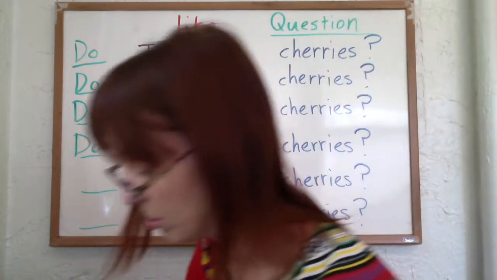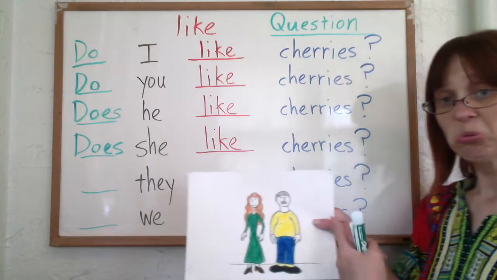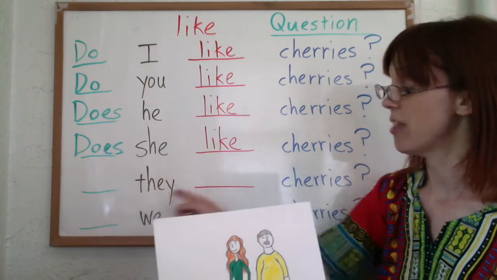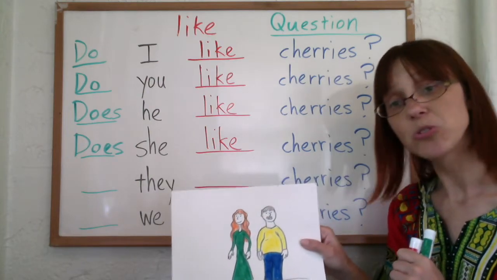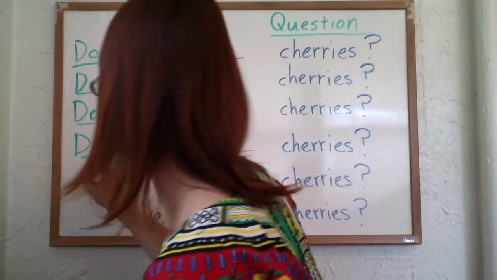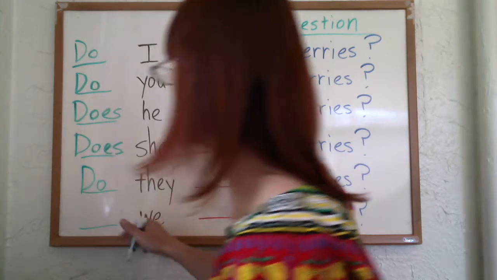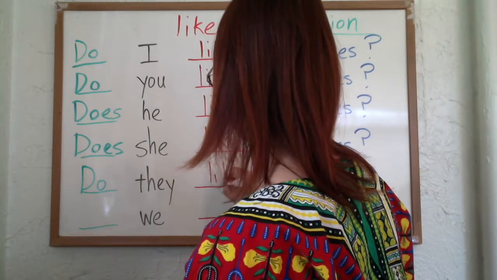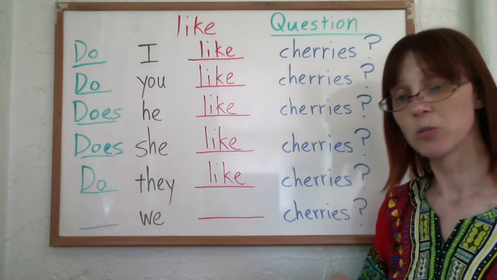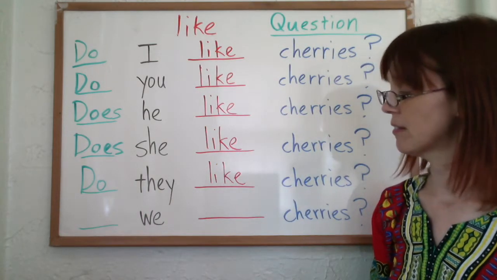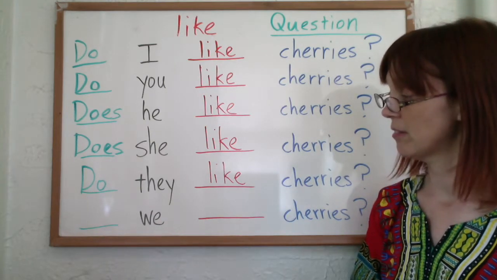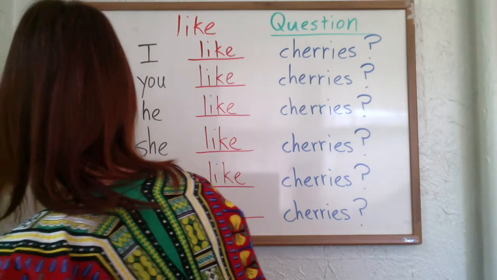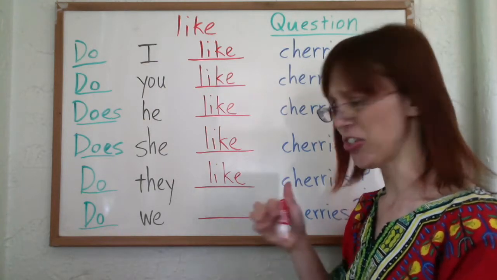They. So maybe I am asking about two people or three people. Do they like cherries? D, O. Do they like cherries? We. Do we like cherries? It's D, O. Do we like cherries?